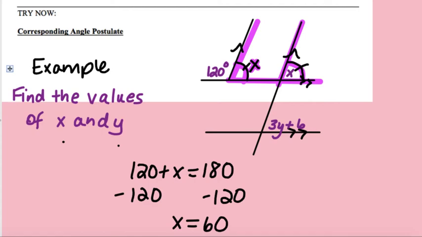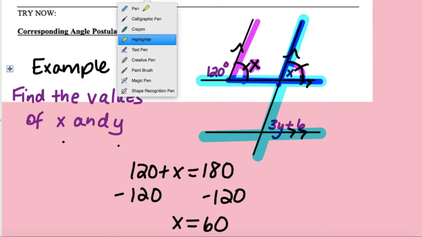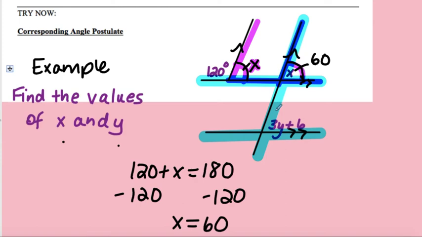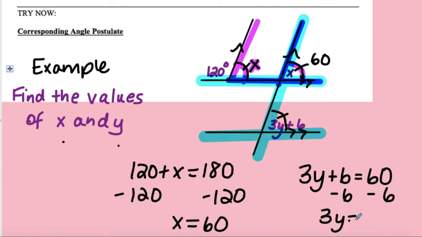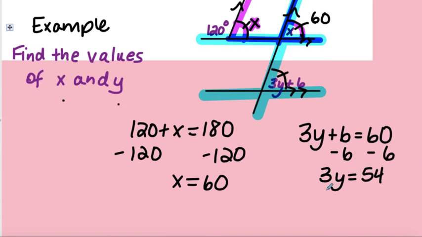Okay, now I'm going to move on to Y. Now it's a different transversal. Hopefully you're seeing that the parallel lines are these guys, and now this has become my transversal. Now X, which we said was 60, so I'm going to fill in the 60, is corresponding with 3y plus 6. So these are also congruent. I can write an equation: 3y plus 6 equals 60. I can subtract 6 on both sides, so 3y equals 54. Then I divide by 3, and y equals 18.